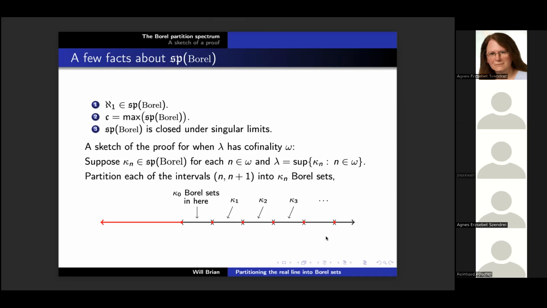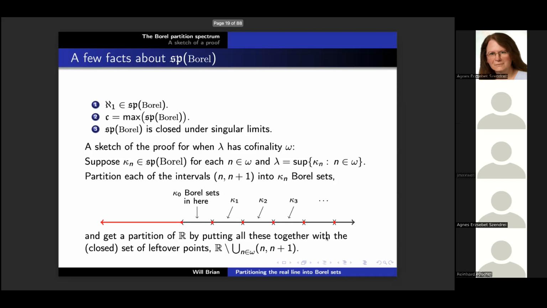And then we get a partition of the real line by putting all those separate partitions together and then tossing in the one extra set, the set of all leftover points that were in none of those intervals. That's a closed set, so also Borel, and of course it doesn't increase the cardinality. So there you go, you have a partition into lambda sets.